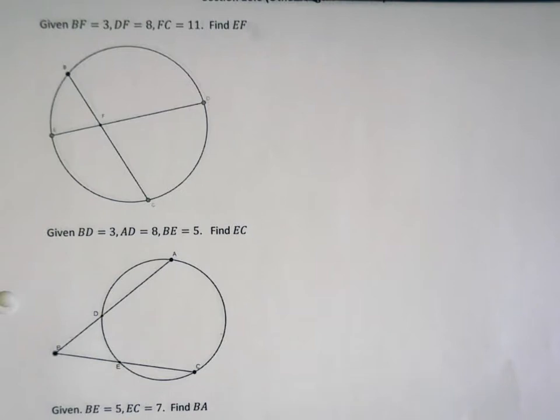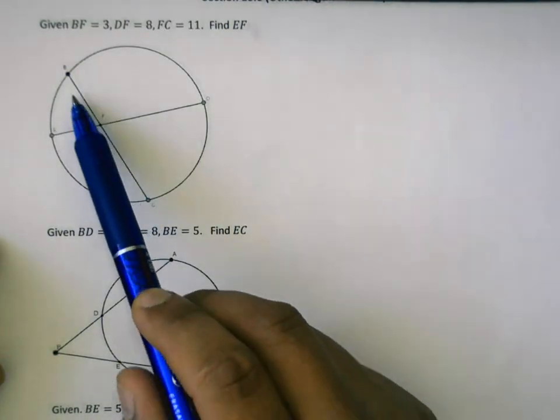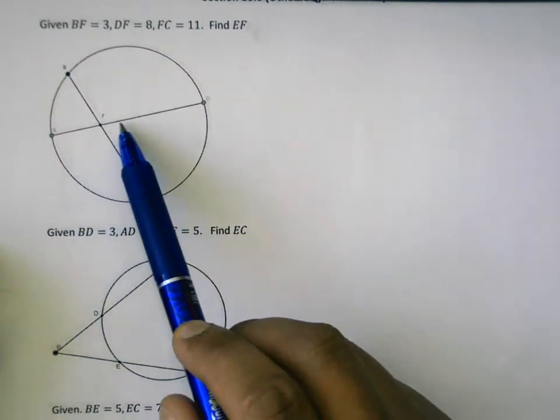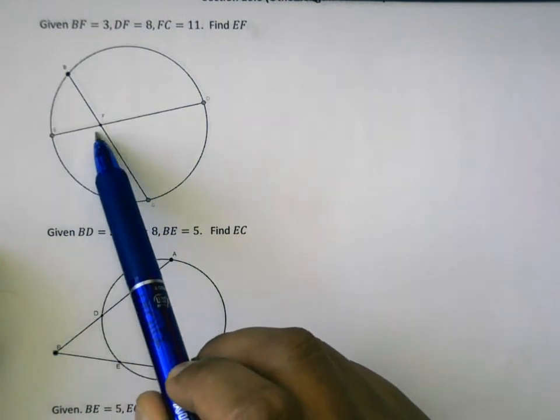Welcome to the video lesson on solving for length inside of circles. And it's helpful if we start right off here with an example, given some information about these lengths. So BF here is 3, and I'll fill that information in a minute. DF is 8, FC is 11, and we want to find this length right here.